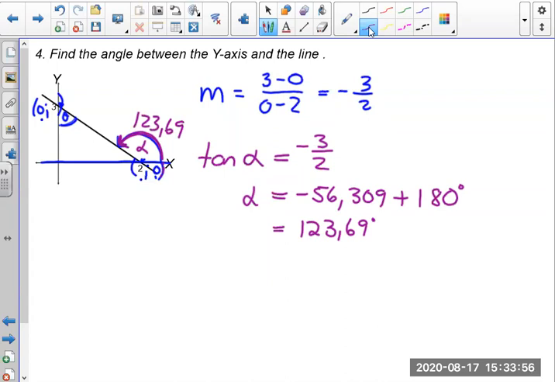Now, will that help you to find this angle theta? Yes, you can work in one of two different ways. You know that between the x-axis and the y-axis, y is?